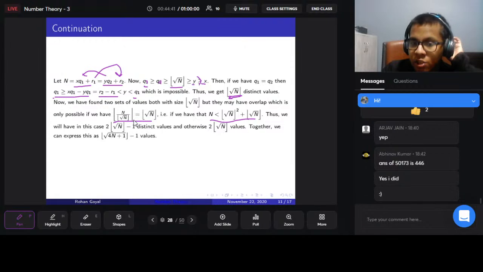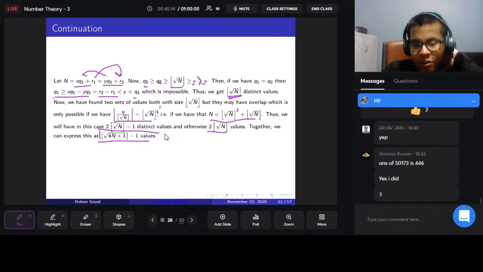And if this is not true, this is actually plus 1 here, then we'll get 2 of floor of root n values. So we can actually write both of these things together in this way and remove the case, because 4 of root n square plus root n plus 1 actually becomes 2n plus 1 whole square when we do this. Do you understand how we got to this?